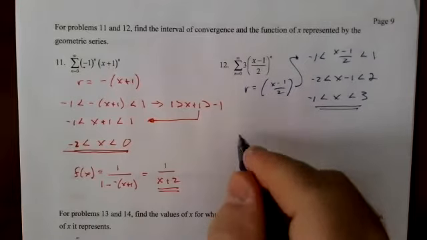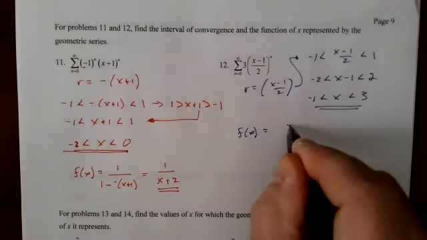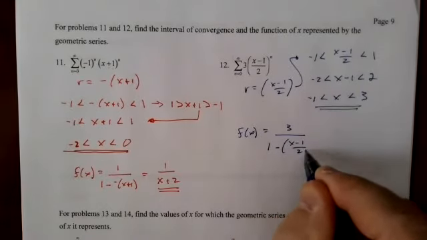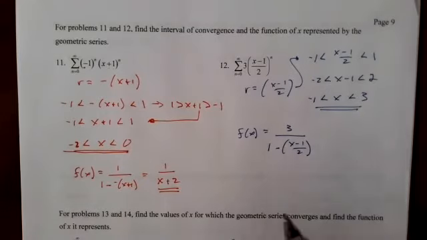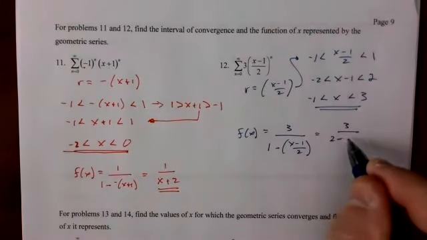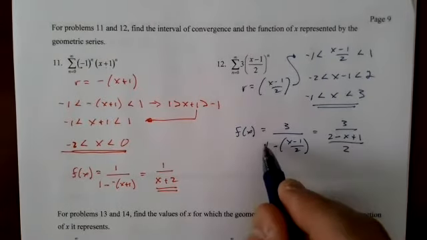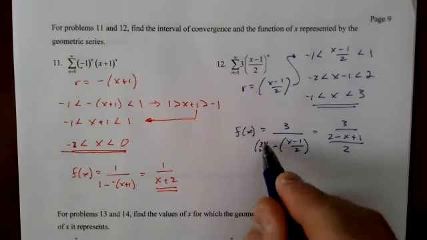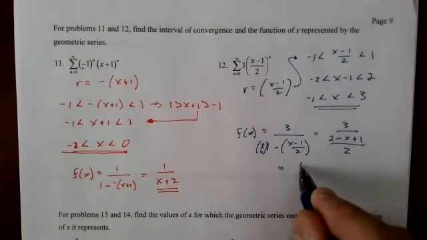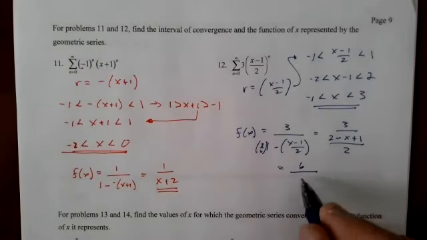Oh, what's the function? Careful now. First term is 3 over 1 minus (x minus 1) over 2, equals 3 over 2 minus x plus 1. Distribute that negative over 2. I made this 2 over 2 here. Flip it up. We get 6 over 2 plus 1 is 3 minus x.